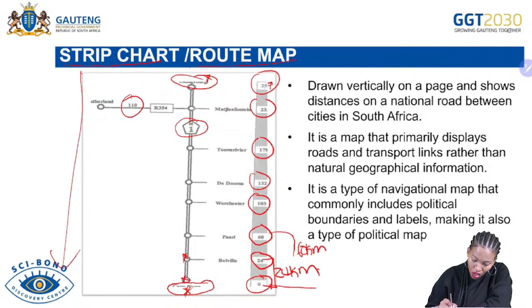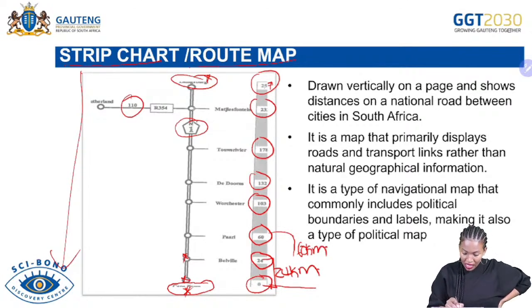16 kilometers. But if I wanted the distance, maybe let's say from Worcester to Paarl, between these 2 places, then I will say 103 minus 60. It will give me the distance between these 2 places.